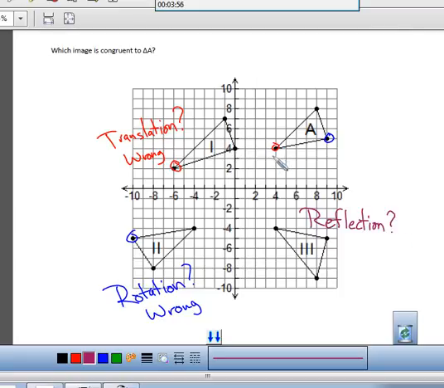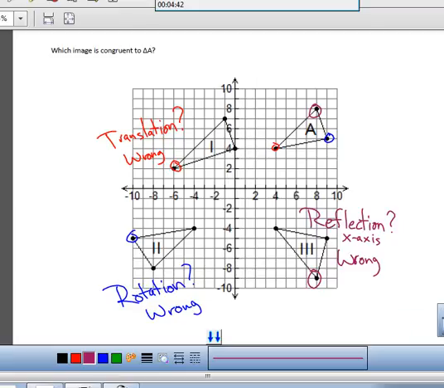Now a reflection is, each point needs to be the same distance. It looks like it's reflecting over the x-axis. Well, let's see. So this is 1, 2, 3, 4. 1, 2, 3, 4. These match up. 1, 2, 3, 4, 5. 1, 2, 3, 4, 5. These match up. But then when I see how far this point is, it is further. This point is further away from the line of reflection than this point. So it is also not. The reflection doesn't work either.